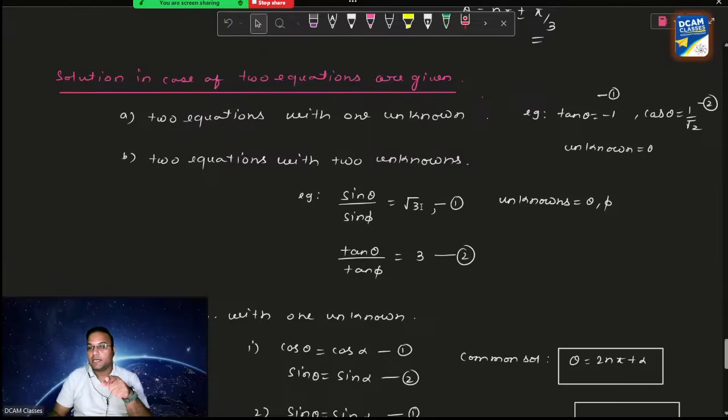When sine theta by sine phi is equal to root 3, and tan theta by tan phi is equal to 3, these are the two equations. This is the first equation, this is the second equation. Also, there are two variables in this, theta and phi. So what method do you have to follow in two equations with two unknowns? You have to simply use these two equations to make an equation with only one unknown.